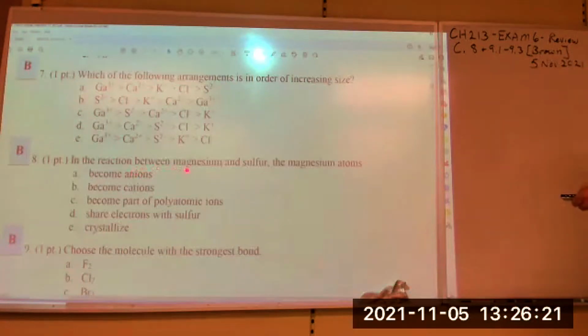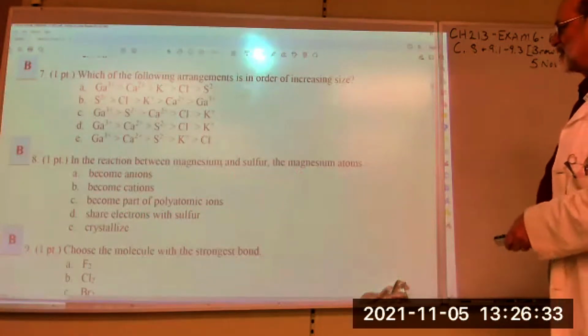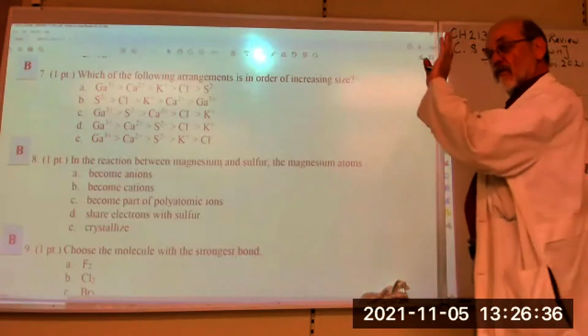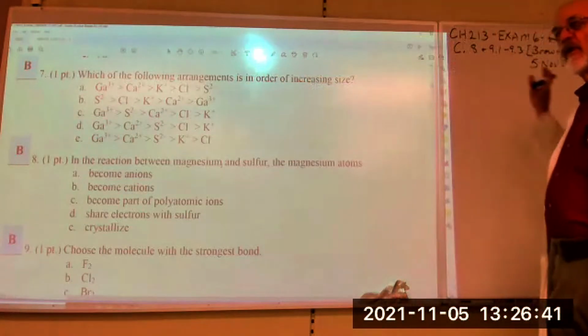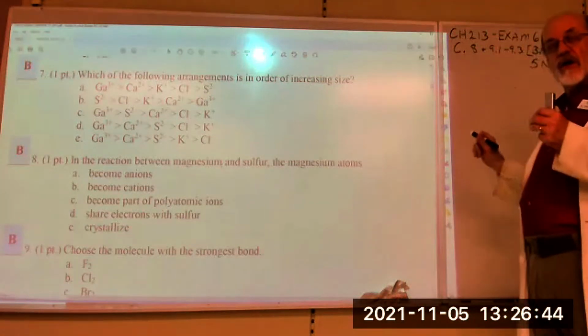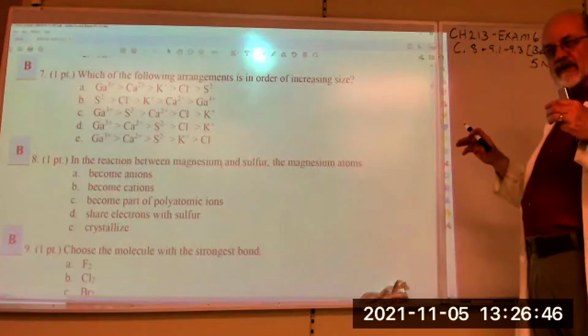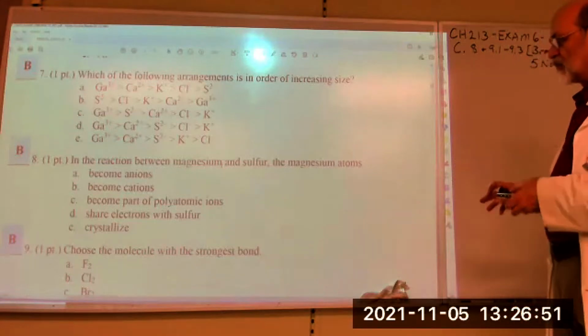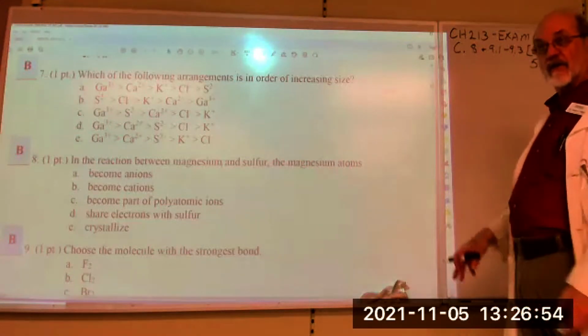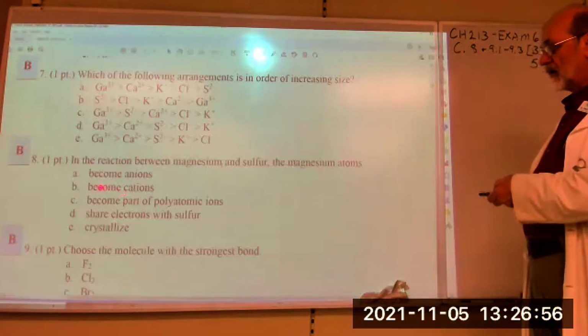In the reaction between magnesium and sulfur, the magnesium atoms do what? Become anions, cations, polyatomics, share electrons, crystallize. Magnesium is way over there on the alkaline earths, and sulfur is way over there in the chalcogens. The difference in electronegativities is sufficient to make it an ionic compound. So what usually happens with the metals, they lose electrons, right?